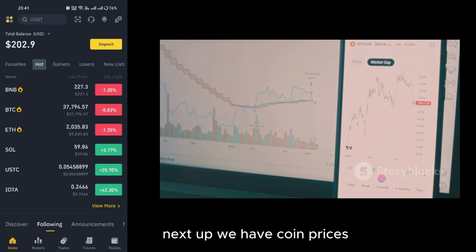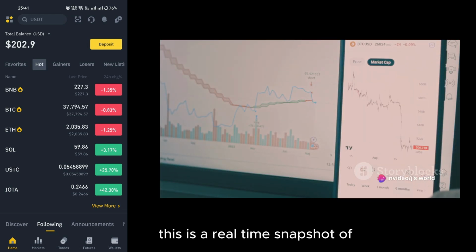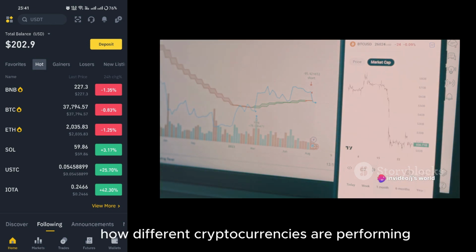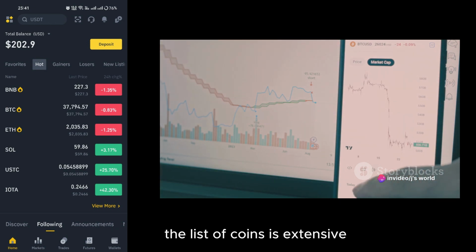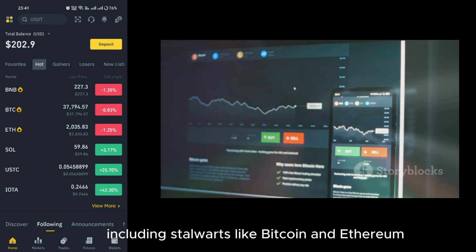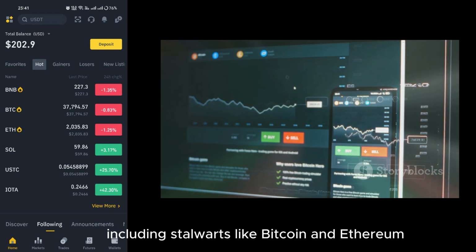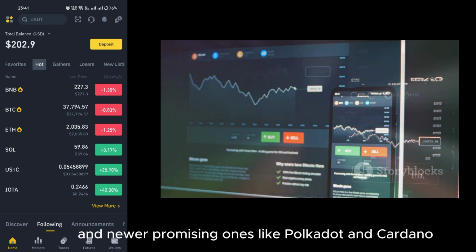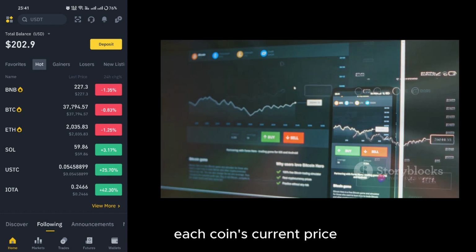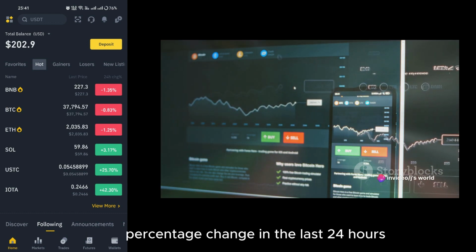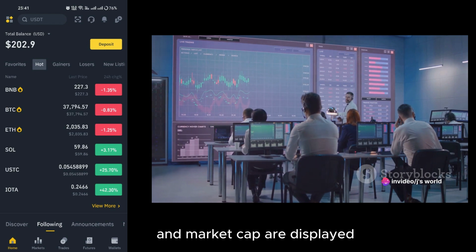Next up, we have coin prices. This is a real-time snapshot of how different cryptocurrencies are performing. The list of coins is extensive, including stalwarts like Bitcoin and Ethereum, and newer, promising ones like Polkadot and Cardano. Each coin's current price, percentage change in the last 24 hours, and market cap are displayed.